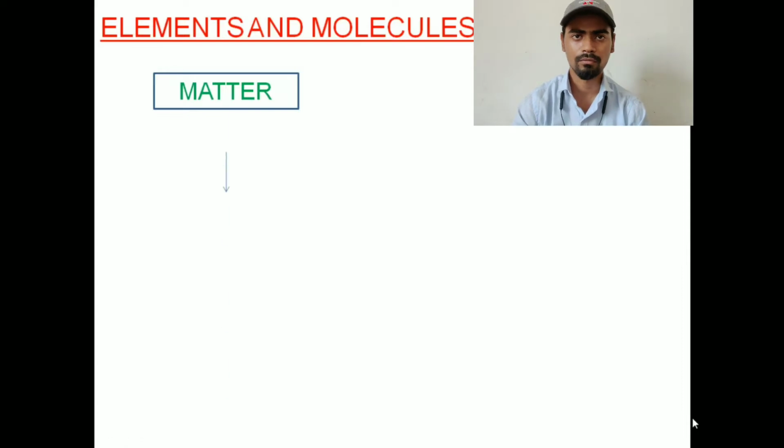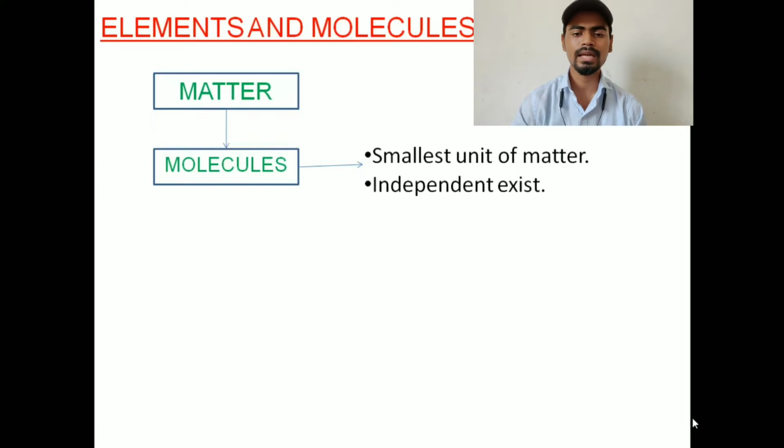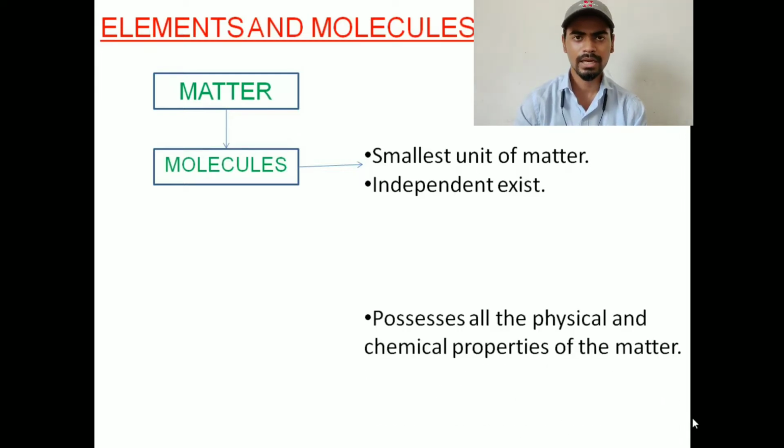Now we'll start with the first topic, that is elements and molecules. So what is matter actually made up of? Matter is made up of molecules. Now what is a molecule? A molecule is the smallest unit of matter. When these small units, molecules, combine, they form matter, and they can exist independently. Remember, atoms cannot exist independently, while molecules are a combination of atoms and they can exist independently.